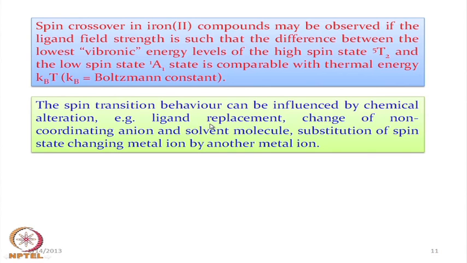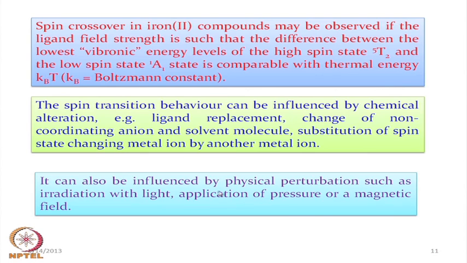So, if we change the ligand system, the same iron 2, if we are restricting our attention to iron 2 compounds itself, can give rise to the low spin compound as well as the high spin compound depending upon the nature of the ligand. Then we can go for the change of non-coordinating anion, which is outside the coordination sphere, which is not coordinating the metal ion, but which is influencing the crystal field for the crystal lattice, and it can also affect the spin behavior. Then the solvent of crystallization, and sometimes the substitution of the spin state is possible if we change the metal ion, the iron 2, by some other metal ion.